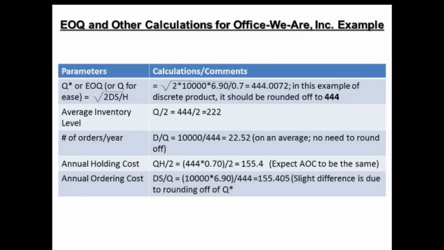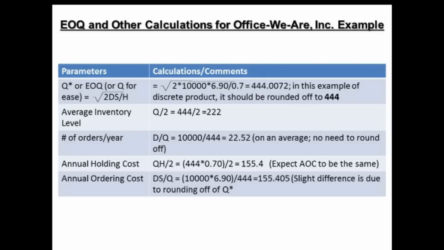All right, so we are ready for calculation. We know the equation for EOQ is the square root of 2DS over H. For the office VR example, it's going to be 2 times annual demand 10,000 times ordering cost of $690 divided by 70 cents, which is the holding cost. When you do this calculation, you will get 444.0072. Of course, we are talking about pads here, which is a discrete product, so we need to round it off to 444.